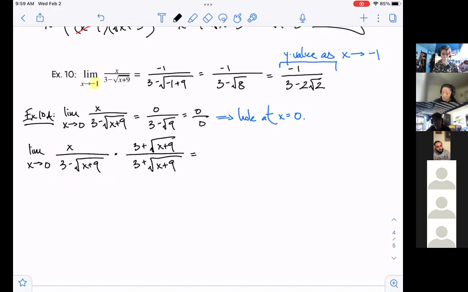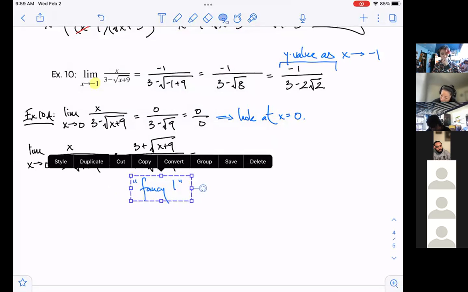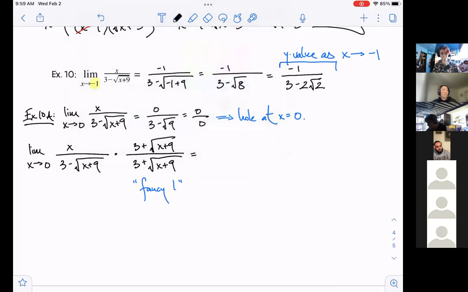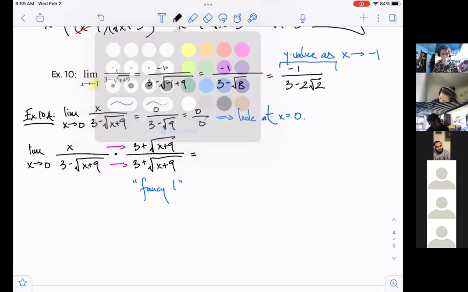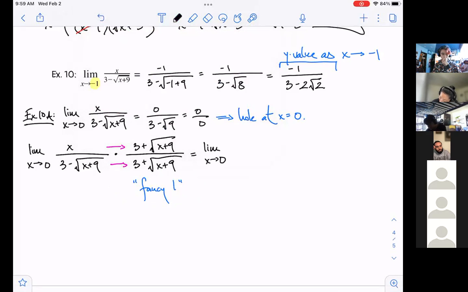All right. Now we've got a fancy way of saying 1, which means that we have not changed the problem. We're just changing the form so we can see more of what we want. Now we're going to go ahead and multiply. And when we multiply here with our fractions, we're going to multiply straight across. And we're going to get the limit as x approaches 0.